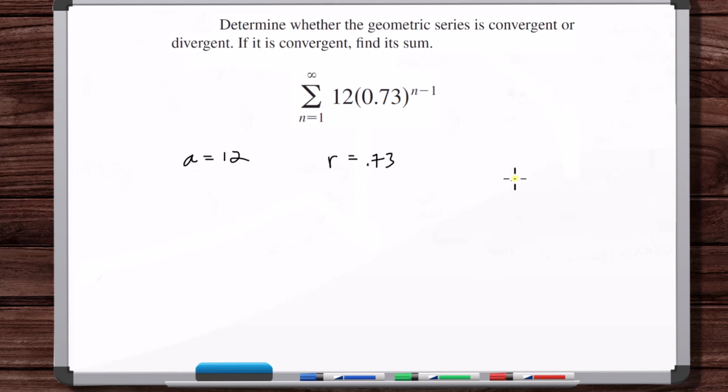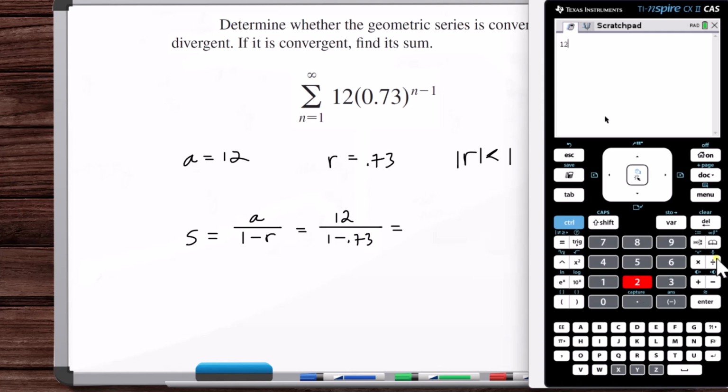All right, so the absolute value of r is less than 1. So this series is going to converge. So 1 minus 0.73, so 12 over that.